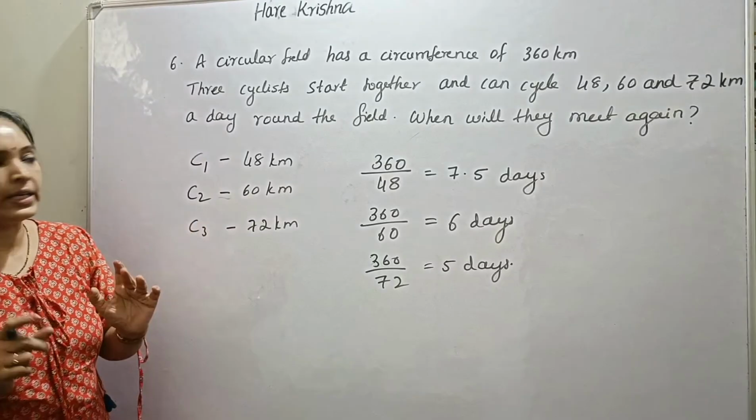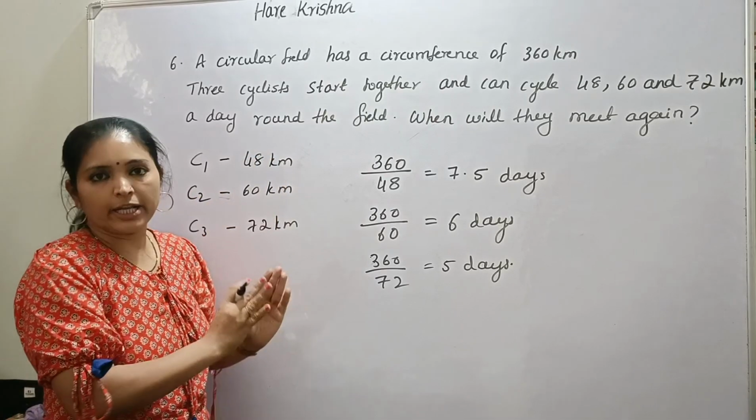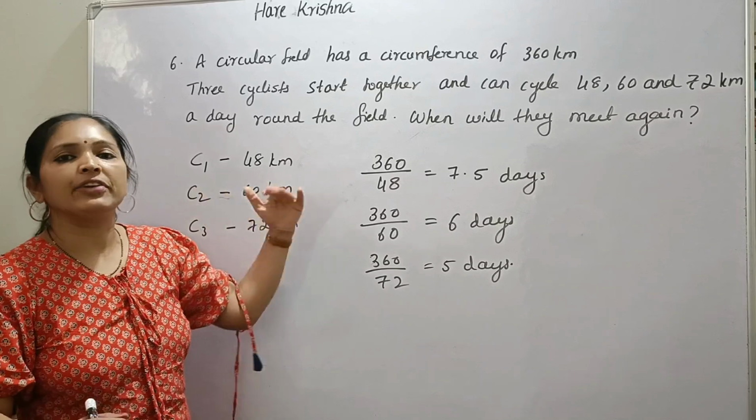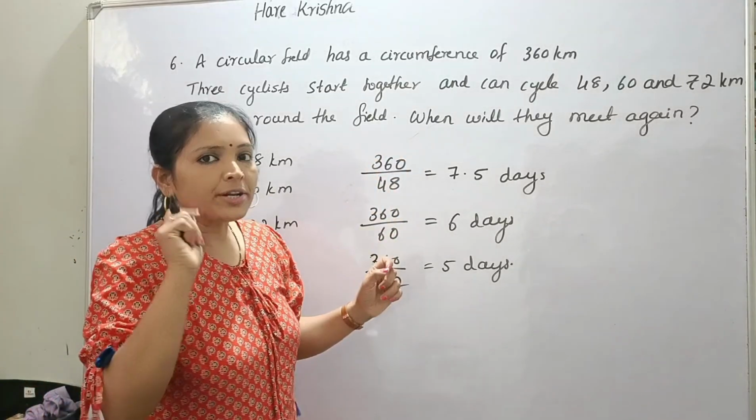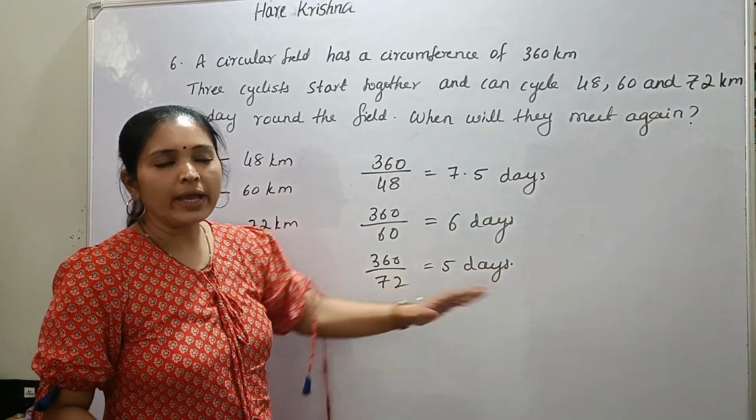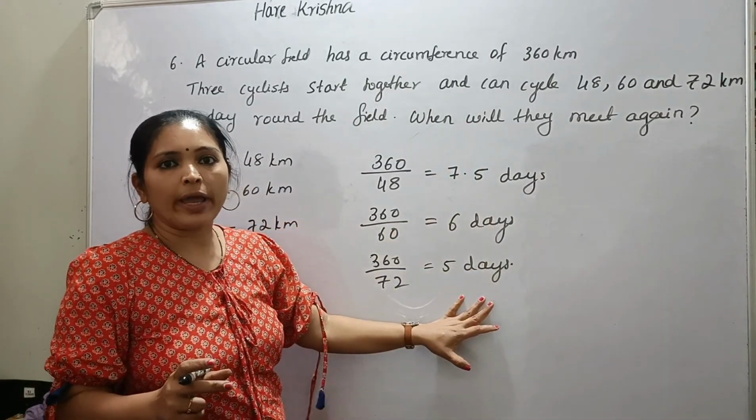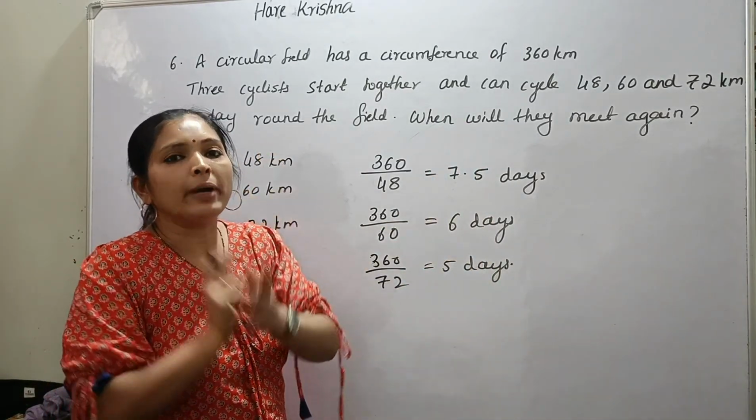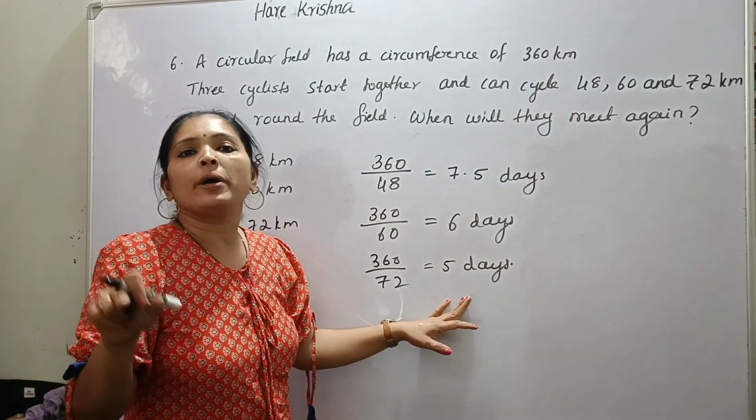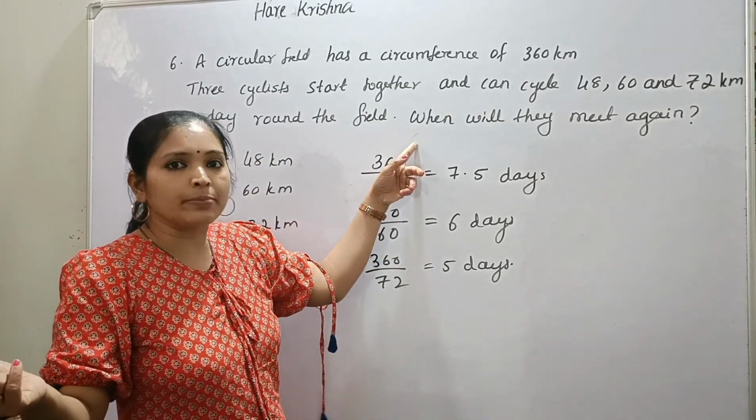Here we have to find when will they meet again, means after the starting point, after how many days they will meet. For one round they take 7.5 days, 6 days, 5 days. So we will find the common multiple. When they meet, that is the common multiple. Not only common multiple, least common multiple. Why? Because after starting, what is their next meet?